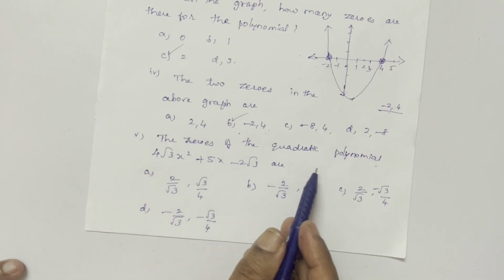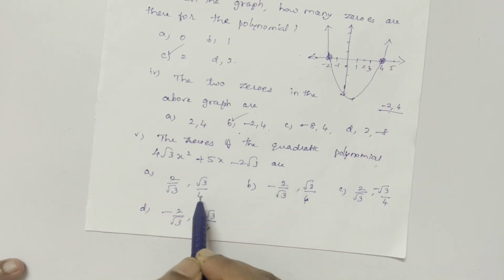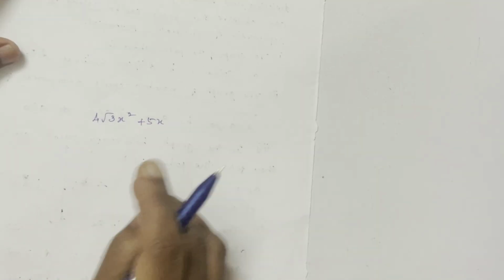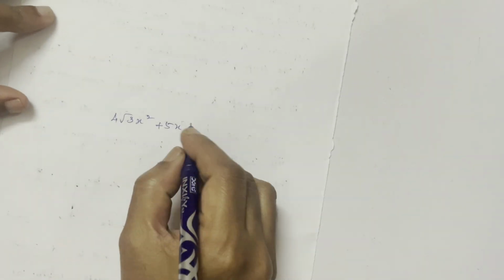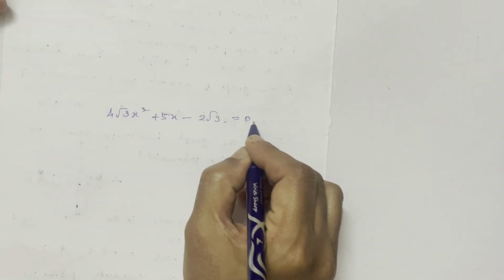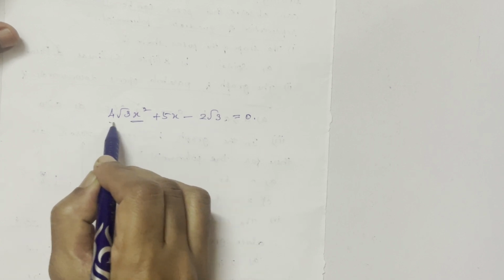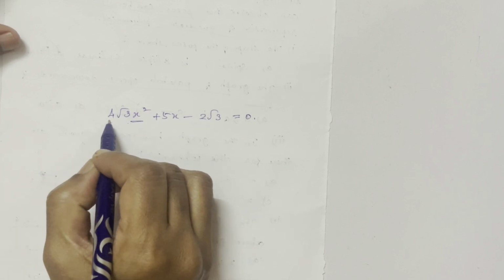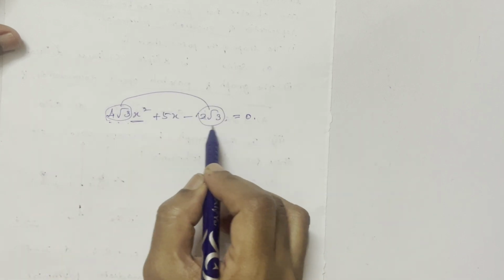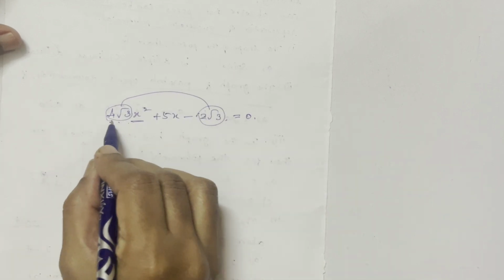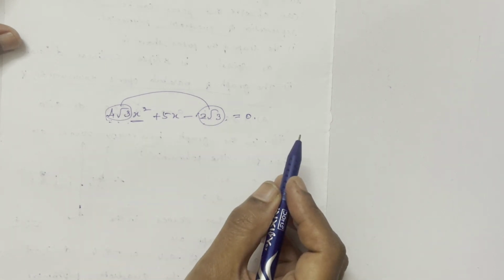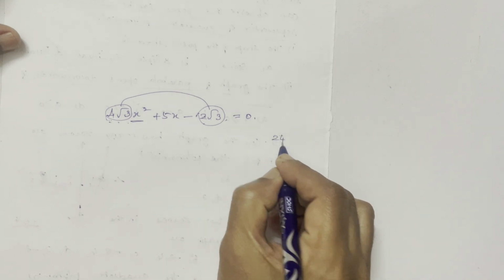The zeros of the quadratic polynomial, this one, are, what are the roots? We have to calculate. From this equation, we have to calculate the roots. Here, the coefficient of x squared is 4 root 3. So, we have to multiply this 4 root 3 with the constant term. So, the constant term will become 4 into 2, 8. Root 3 into root 3, 3. So, 8 into 3, 24.